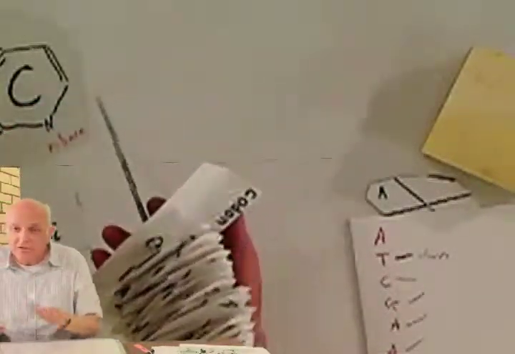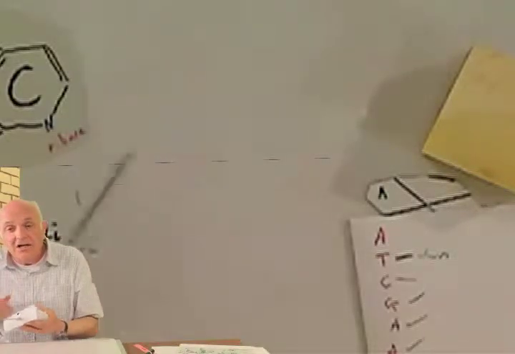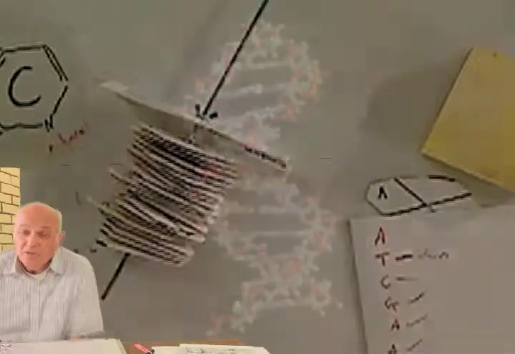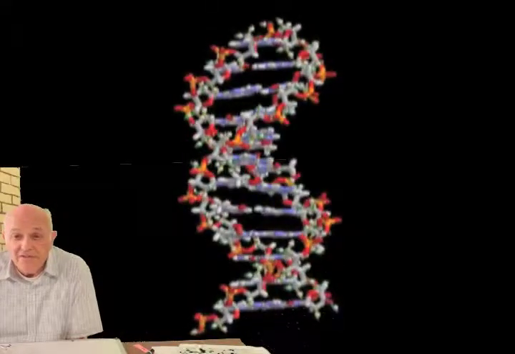And then, of course, the other edge is seen in the minor groove, which is not at all the same. The major groove and the minor groove are very different, and they show very different physical characteristics to the proteins that are looking for them.